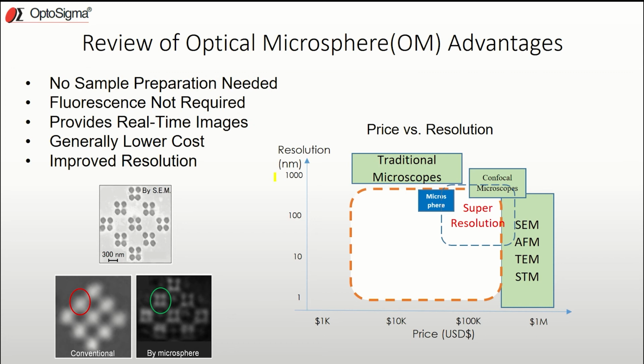The graph over here shows price in relation to resolution, and it shows where the OptoNano would sit, basically the microsphere type microscopy. So it's right on the edge of super resolution, less expensive, or I should say higher resolution than traditional microscopes, and better than some confocal microscopes, but of course not as good and not as expensive as the electron type microscopes, like the SEM, AFM, TEM, and STM. So I just want to show that, I kind of bring price into the picture here because it's very, very favorable from that standpoint.